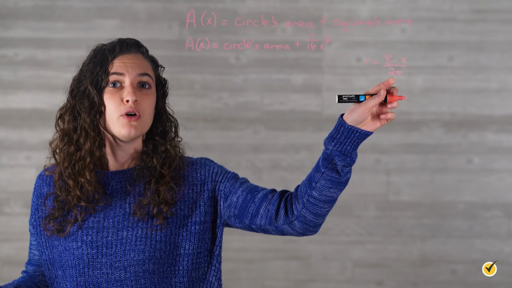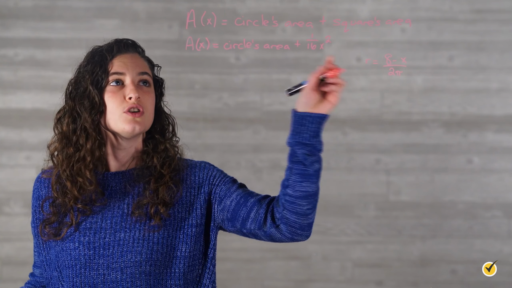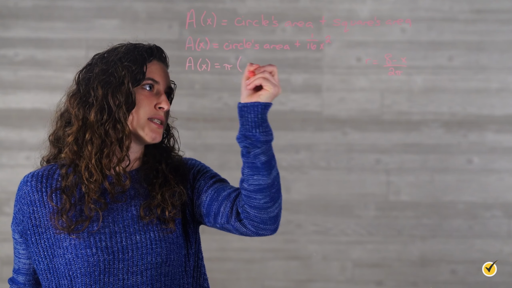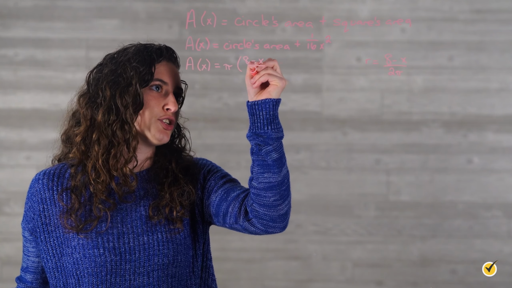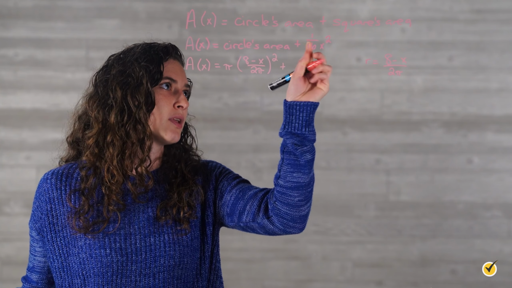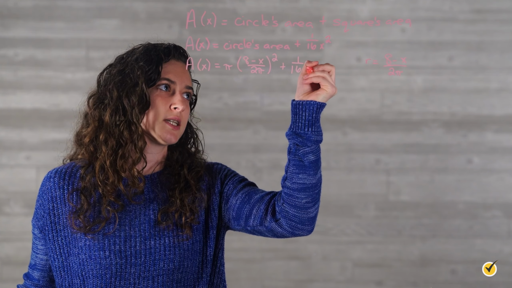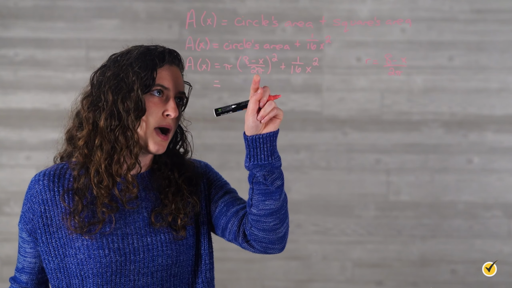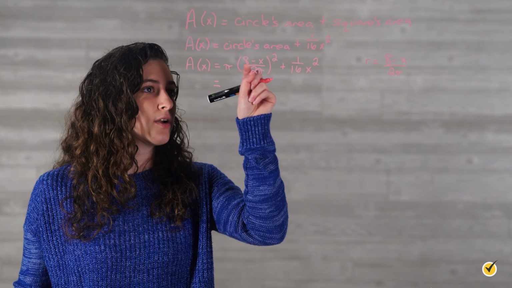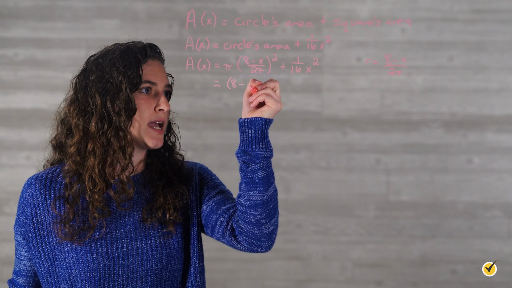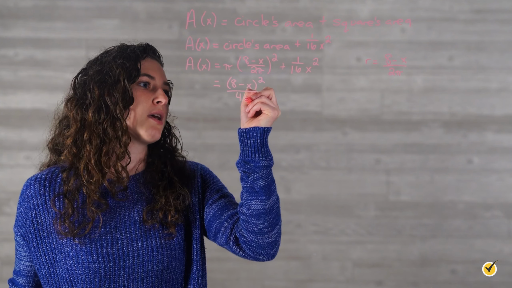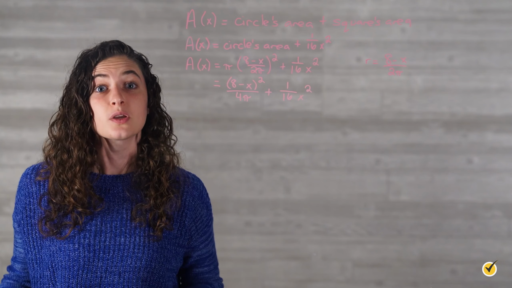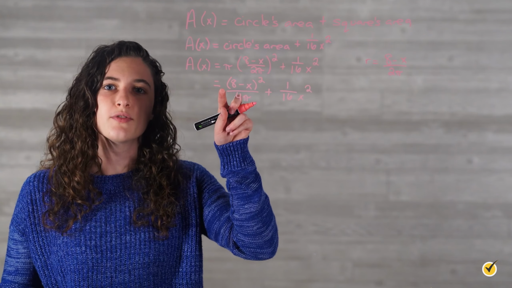Then we can square this and multiply by pi to get the circle's area. So we'll have A of x is equal to pi times ((8 minus x) over 2 pi) squared. And then we'll add the square's area, which we found to be 1/16 x squared. We can simplify this a little bit, and we'll have (2 pi) squared will be 4 pi squared, but one of the pi's will cancel out. So our numerator will stay (8 minus x) squared, but our denominator will be 4 pi. Then we'll add 1/16 x squared.